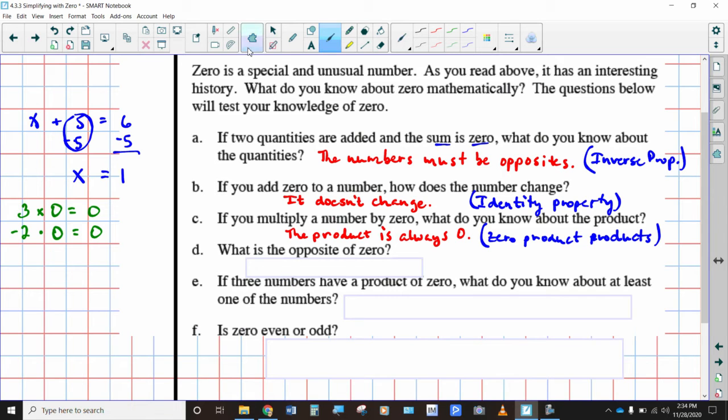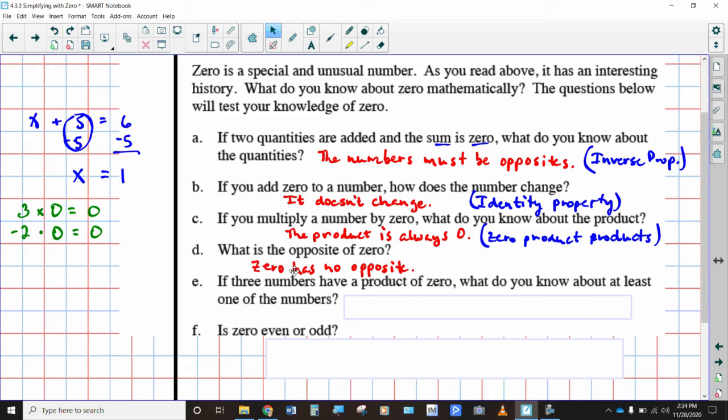What is the opposite of 0? Well, there are two ways to think about this. I tend to think that 0 has no opposite. Some people will say, no, 0's opposite is the number 0, because when you add 0 to 0, you get 0 for an answer, and I would agree with that too.